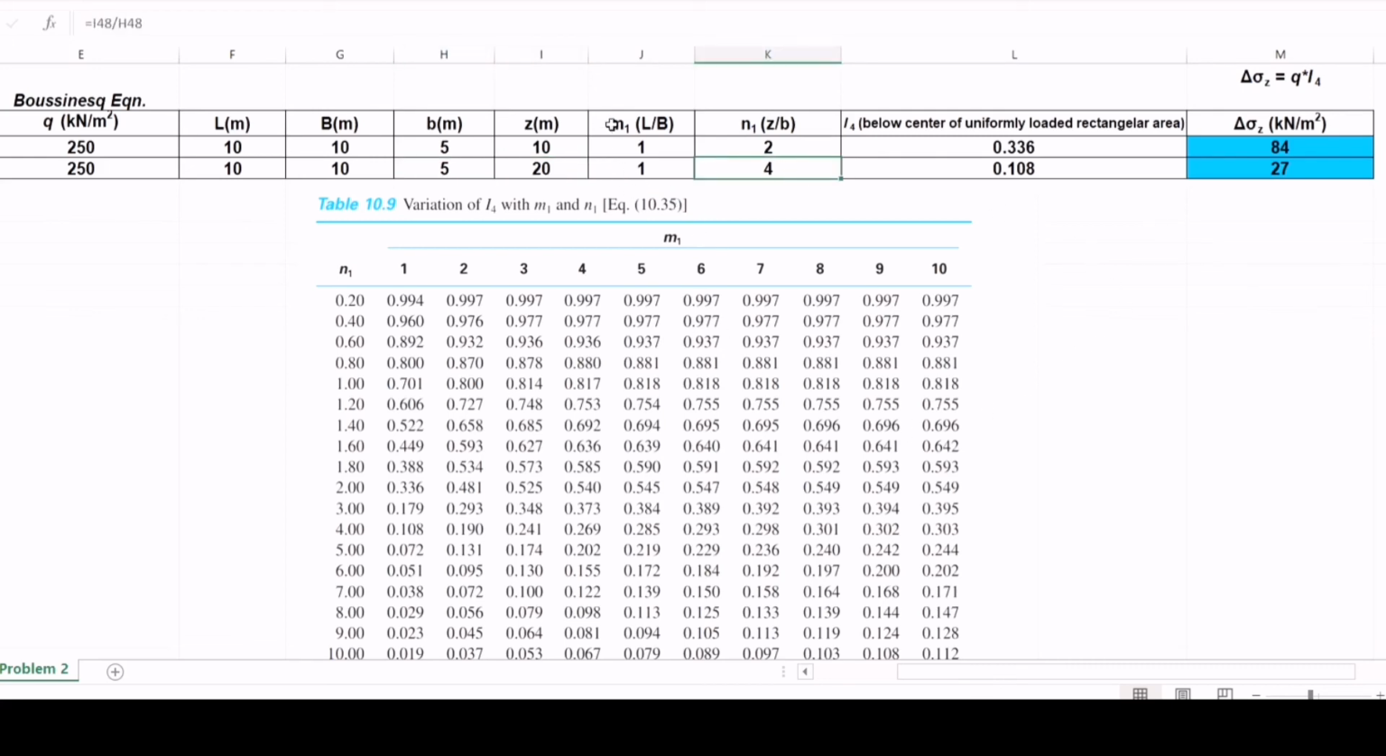Now we have our values for M1 and N1, so let's find them on the table for I4. M1 is 1 and N1 is 2, which gives 0.336. And M1 is 1 and N1 is 4, which equals 0.108. To solve for the pressure, we just need to multiply the load on the center, which is 250 kilonewton per square meter, by the I4. So 250 times 0.336 equals 84 kilonewton per square meter, and 250 multiplied by 0.108 equals 27 kilonewton per square meter.